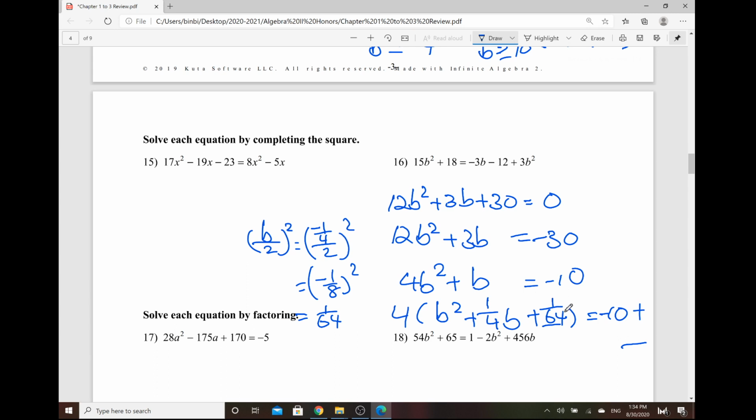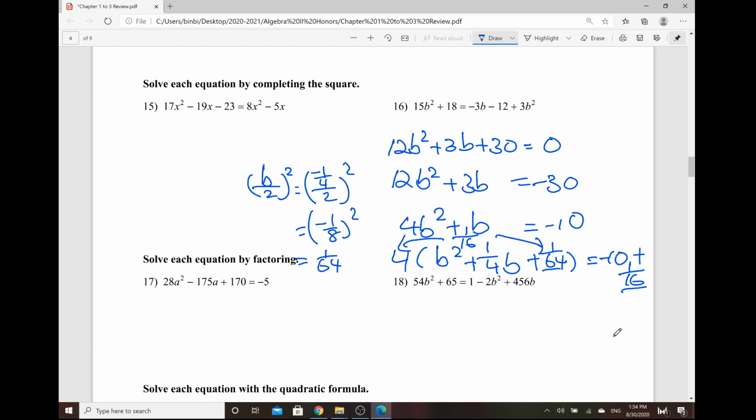So now let's find out the number we're actually adding here. It looks like we're just adding 1 over 64. But since we took out the greatest common factor, we need to multiply these two numbers, 4 and 1 over 64. So we got 1 over 16. So the number we're actually adding here is 1 over 16. That means we need to add 1 over 16 on the right-hand side. Okay, since I'm running out of space, let me put it right here.